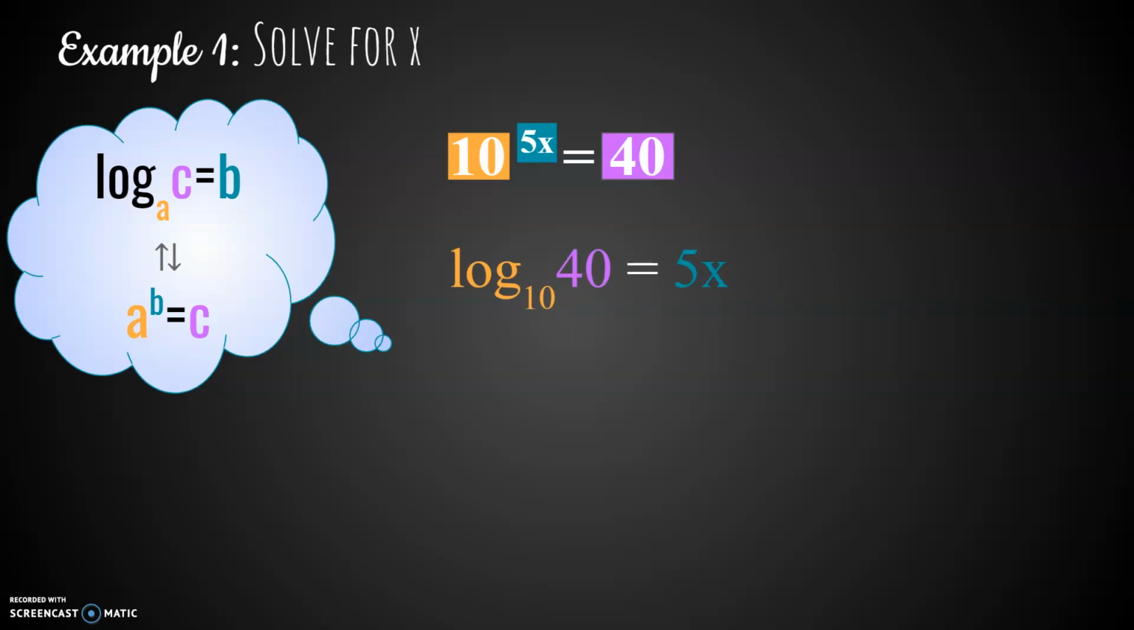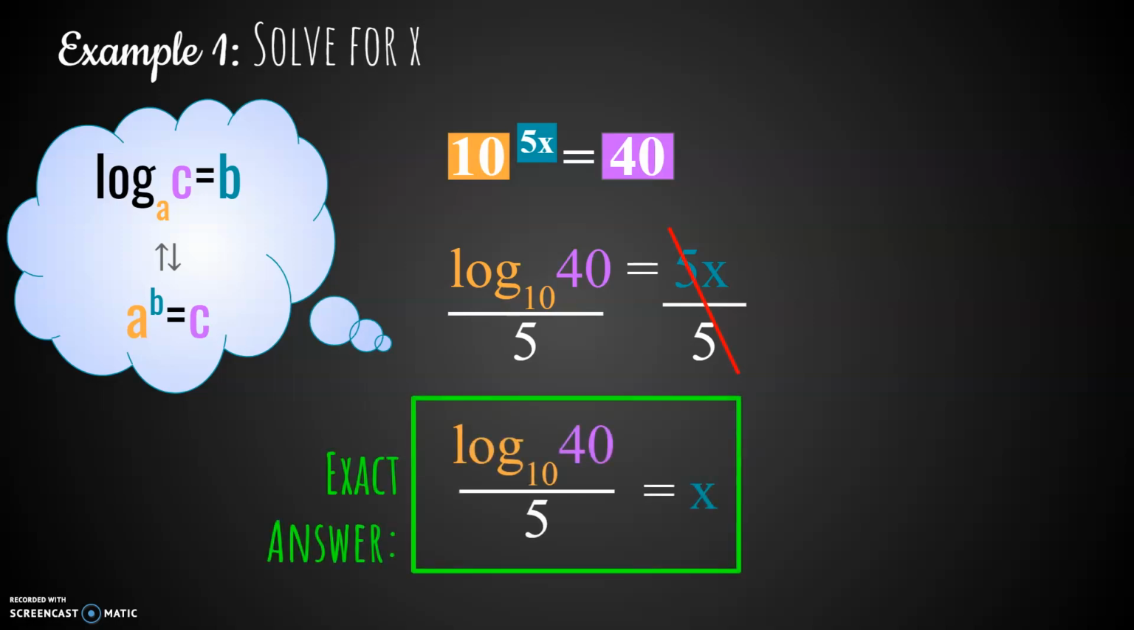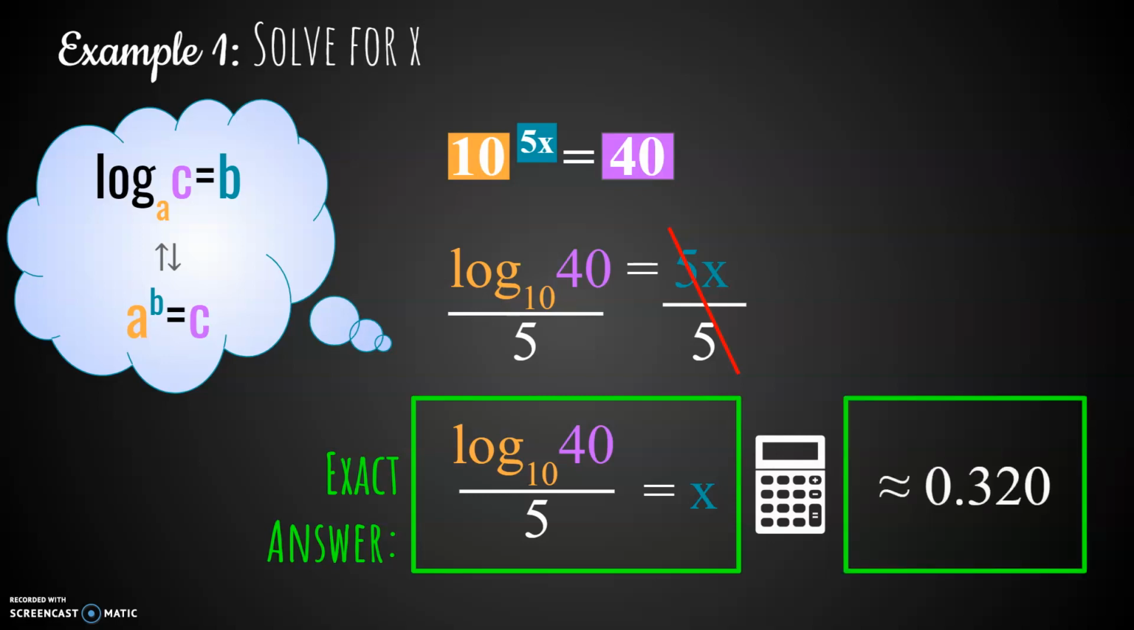Next, we isolate the variable x by dividing both sides by 5 to get the final answer in terms of base 10 logarithm. However, we must input the expression into a calculator to get the final numerical answer of 0.32.